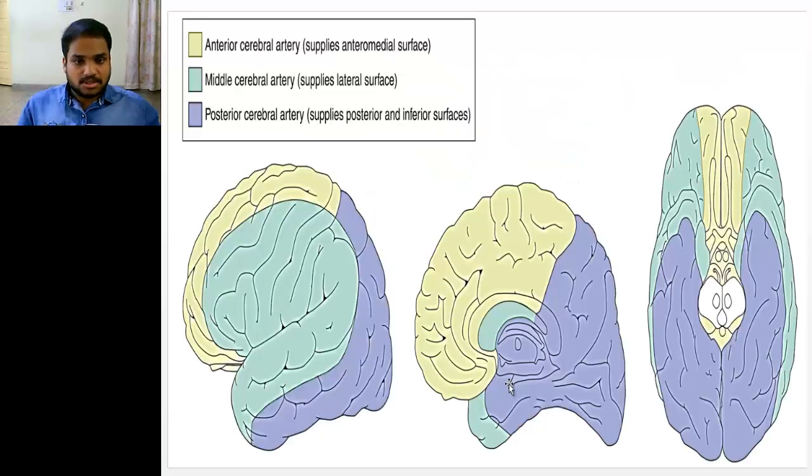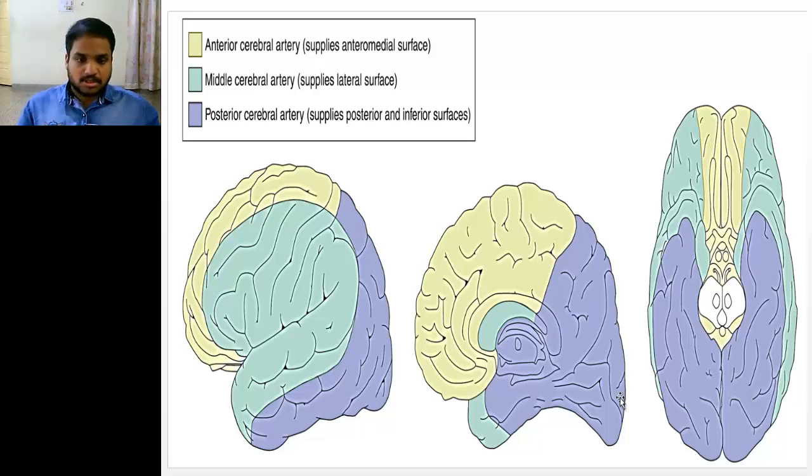So you can see in this diagram the posterior cerebral artery. Where does it supply? It is the blue color, right? So it supplies the medial temporal as well as the occipital lobes, right? The medial temporal and occipital lobes are being supplied by the posterior cerebral artery, right? So once there is an occlusion of the distal posterior cerebral artery, what happens? This causes infarction in this area. Infarction in which area? In the region of the medial temporal as well as the occipital lobes, right? So there would be infarction in these areas.